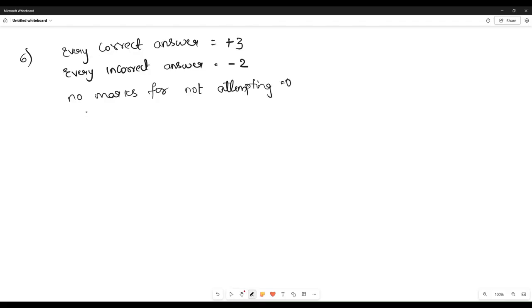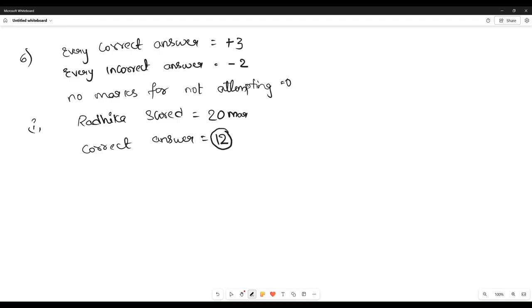First, they have asked 2 questions. Radhika scored 20 marks. If she got 12 correct answers, how many questions has she attempted incorrectly? They gave us 12 correct answers.